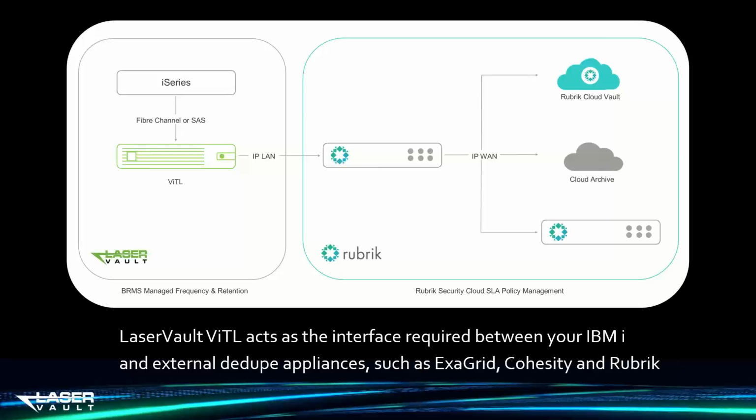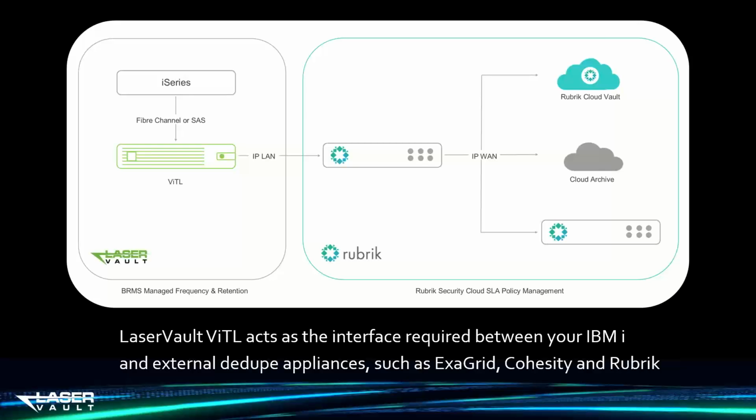So let's talk a little bit about how you can interface your IBM with a VTL solution to dedupe appliances such as Exagrid, Cohesity, Rubrik, just to name a few of our technology partners that we work with, where the LaserVault Vital solution provides just simply the VTL to the IBM side to perform backups through BRMS, Robot Save, Go Save commands. And so we also see in this diagram where we talk about the connectivity of a VTL solution to the iSeries being a fiber channel connection or SAS connection, depending on the HBA that you currently have in your IBM that connects to your physical tape.